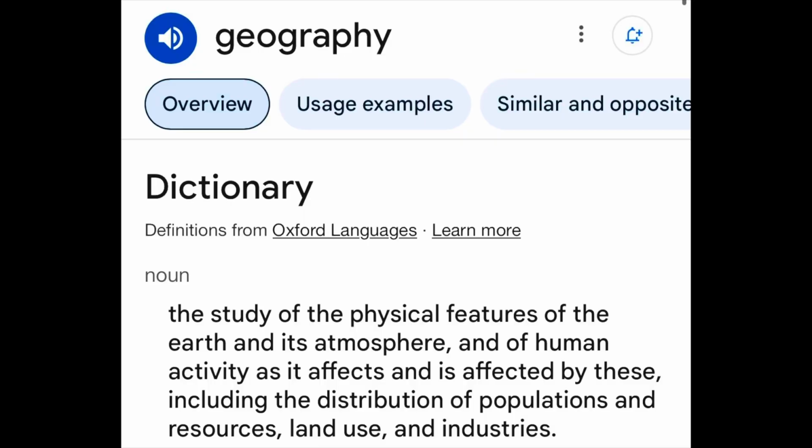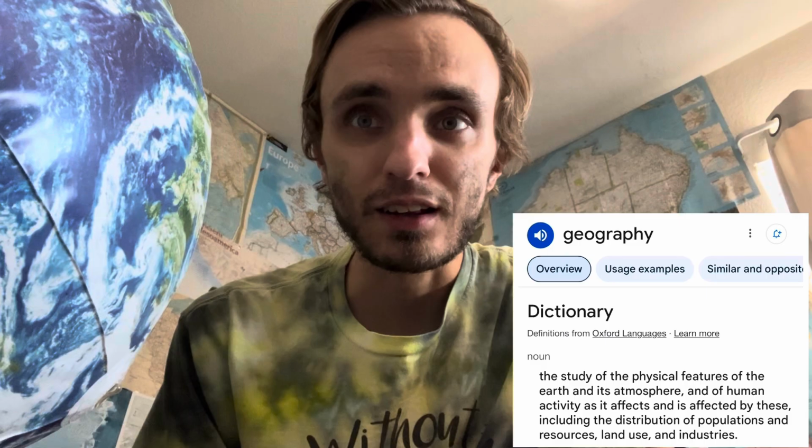Now, according to the Oxford Dictionary, the definition for geography is the study of physical features of the Earth and its atmosphere, and of human activity as it affects and is affected by these, including the distribution of populations and resources, land use, and industries.